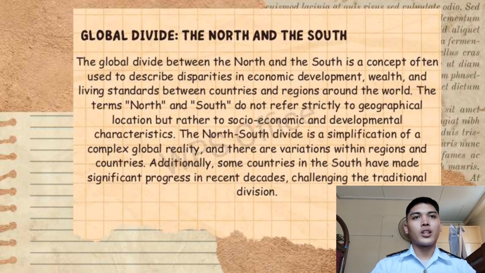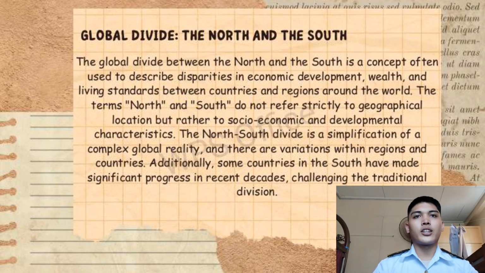So, global divides: the North and the South. The global divide between the North and the South is a concept often used to describe disparities in economic development, wealth, and living standards between countries and regions around the world. The terms North and South do not refer strictly to geographical locations, but rather to socioeconomic and developmental characteristics. The North-South divide is a simplification of a complex global reality, and there are variations within regions and countries. Additionally, some countries in the South have made significant progress in recent decades, challenging the traditional divisions.